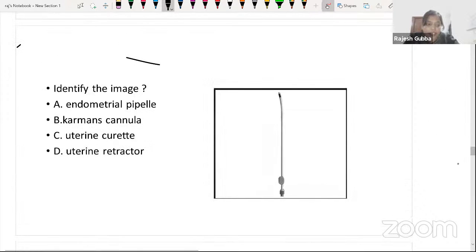Identify the image. Again, identify the image.